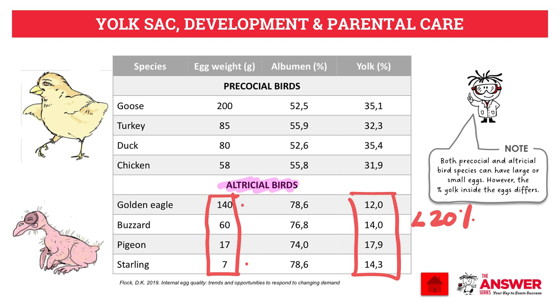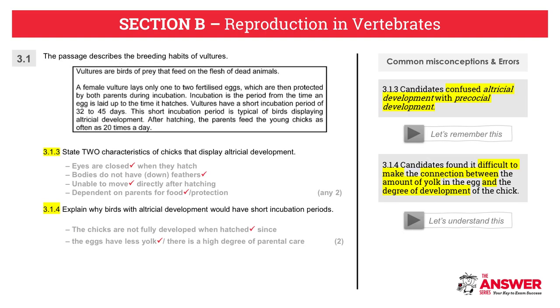So hopefully this gives you a better idea of how the yolk percentage relates to the development of the organism and how much parental care is required after birth. So let's go back home. Just again, looking at the memorandum for 3.1.4, explain why birds with altricial development would have short incubation periods. The chicks are not fully developed when they are hatched because the eggs have less yolk, or because there is a higher degree of parental care. So we understand now the connection between the yolk in the egg, the degree of incubation, and whether the organism is then born altricially or precocially.